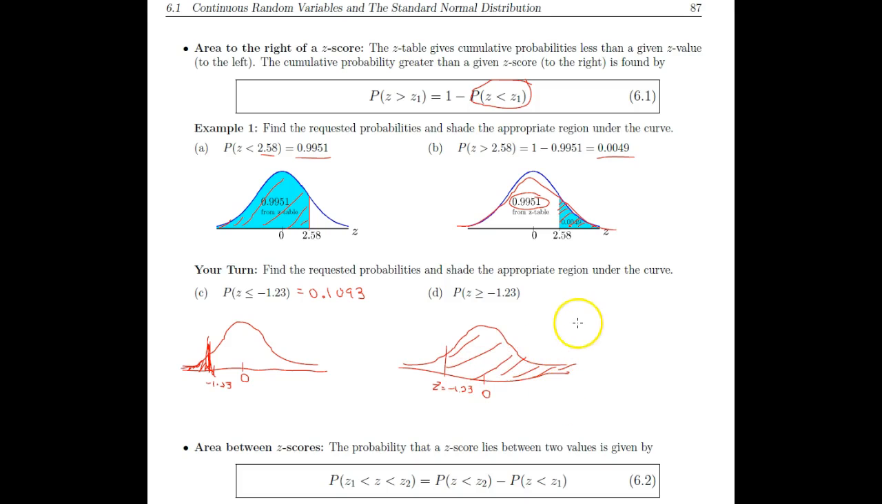Okay, so the way we find the probability of z being greater than anything is we need to do 1 minus the probability of z being less than it. So 1 minus the probability of z being less than negative 1.23. So we could go ahead and look that value up in the back of our textbook, but we already found that in the previous example, so we'll just use that. So it's 1 minus 0.1093.